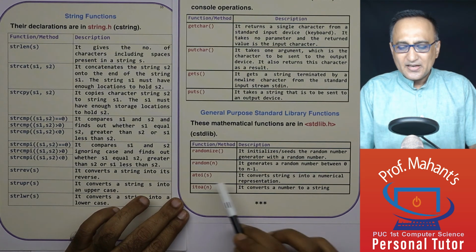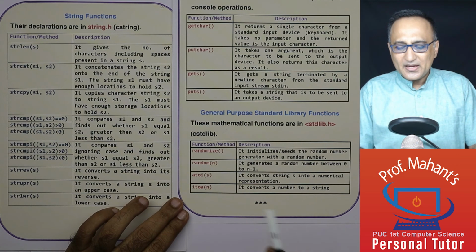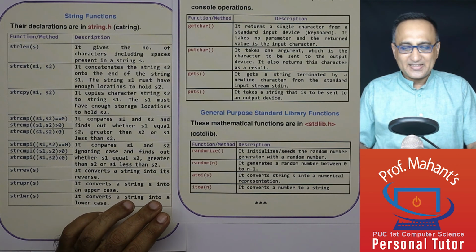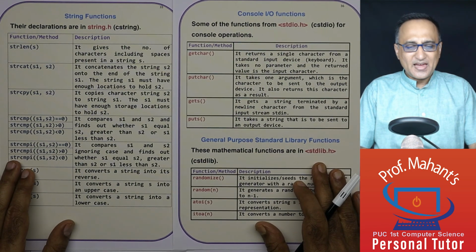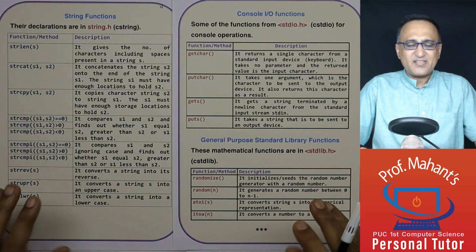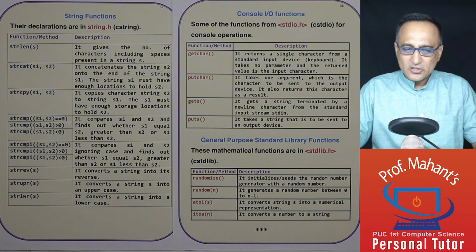atoi converts characters to numerical values. itoa converts numbers to characters. So we'll be using a lot of these as we proceed with programming. As of now, if you just understand that these are the common library functions, they are available, and we can do all these things instead of writing our own code, that is good enough.